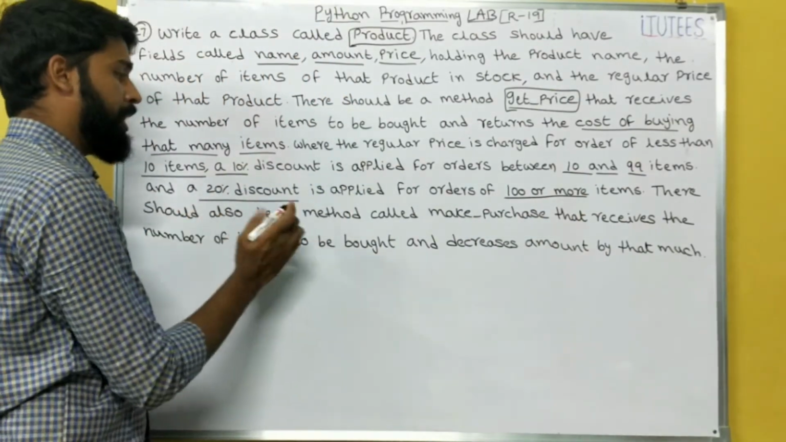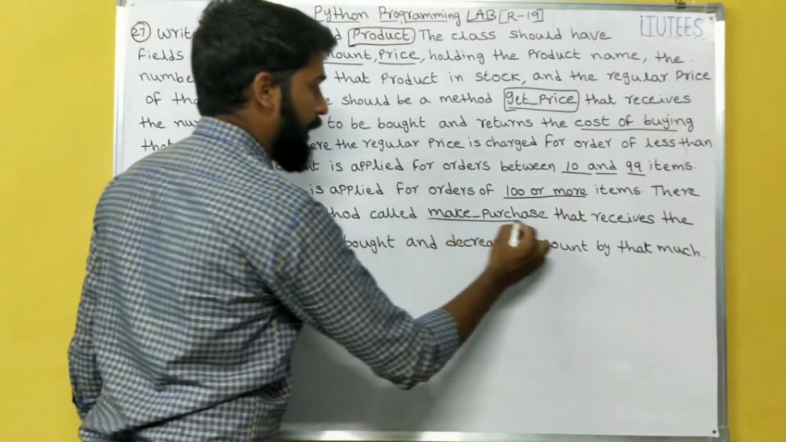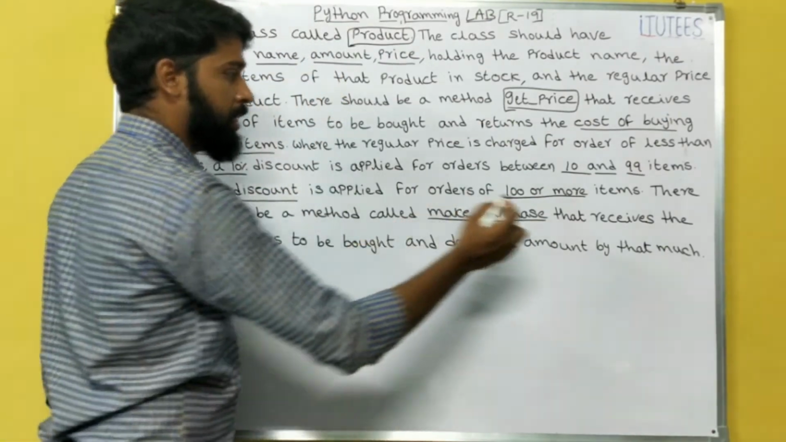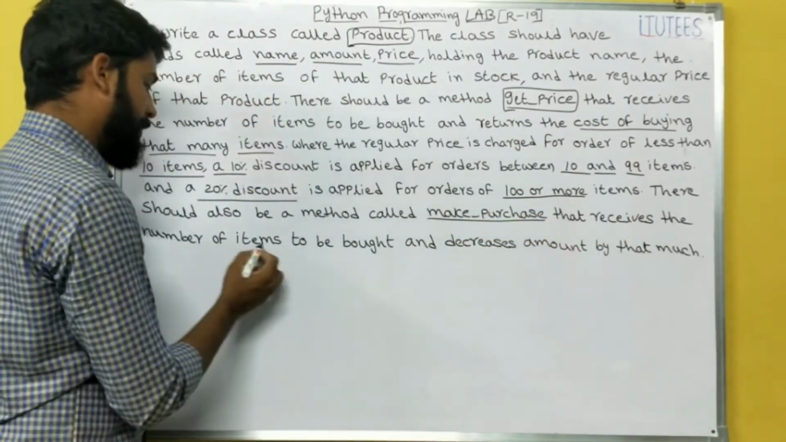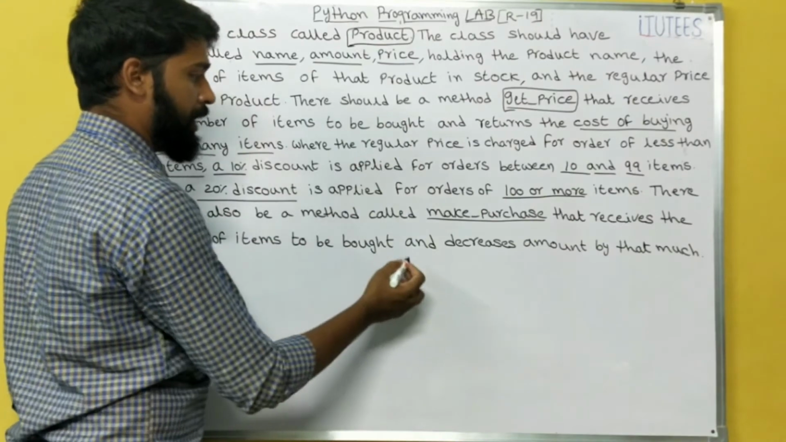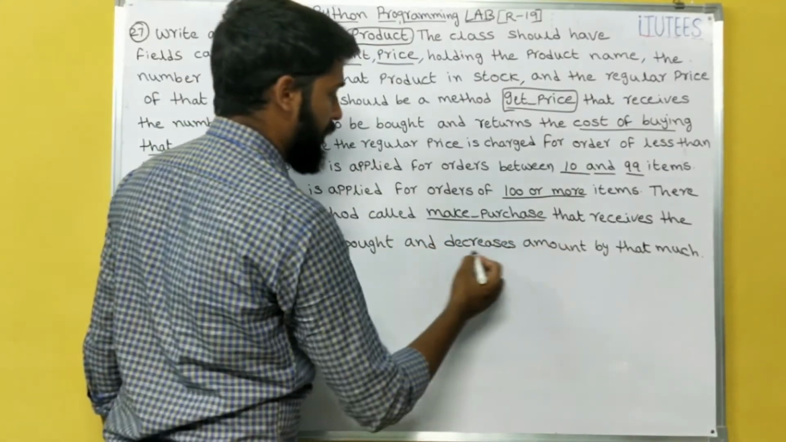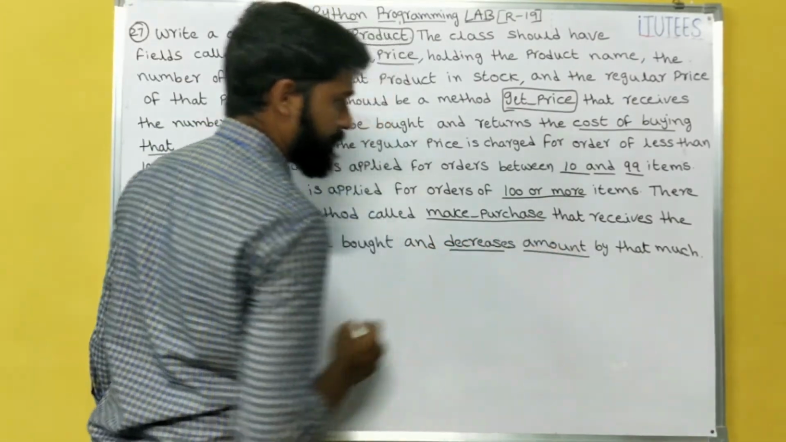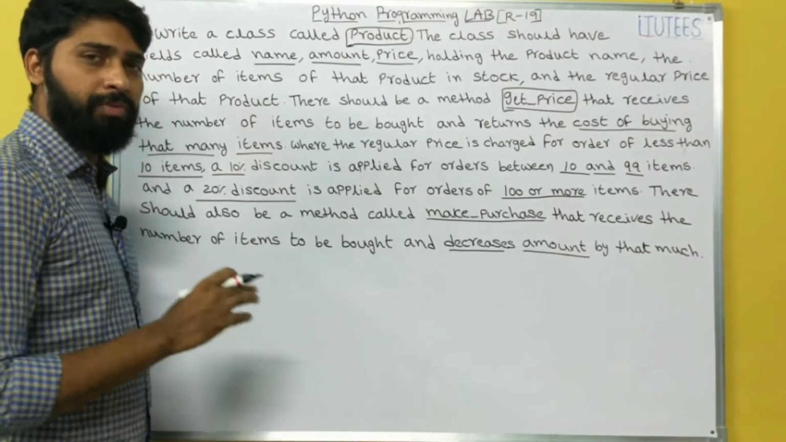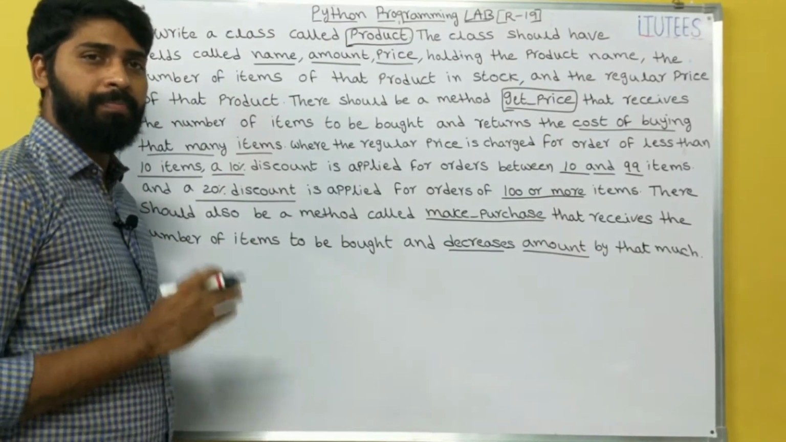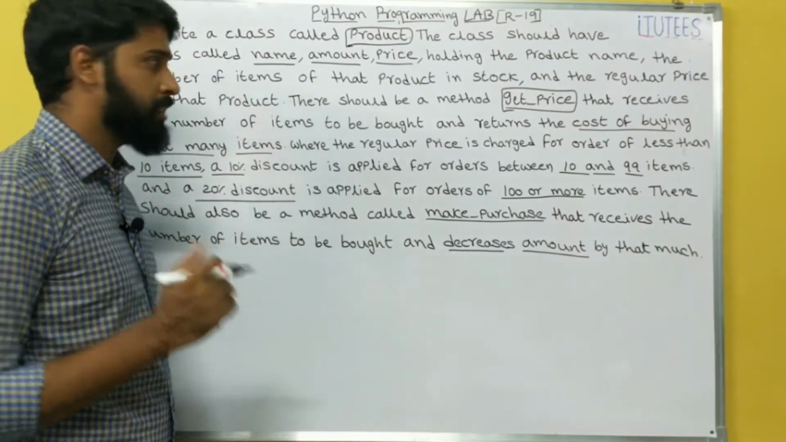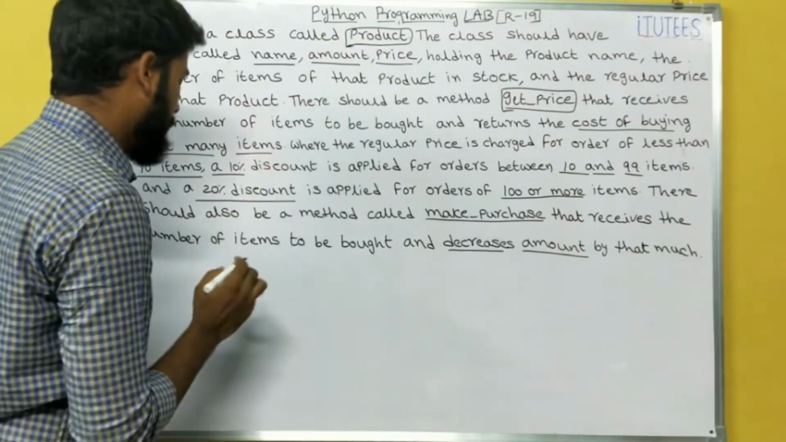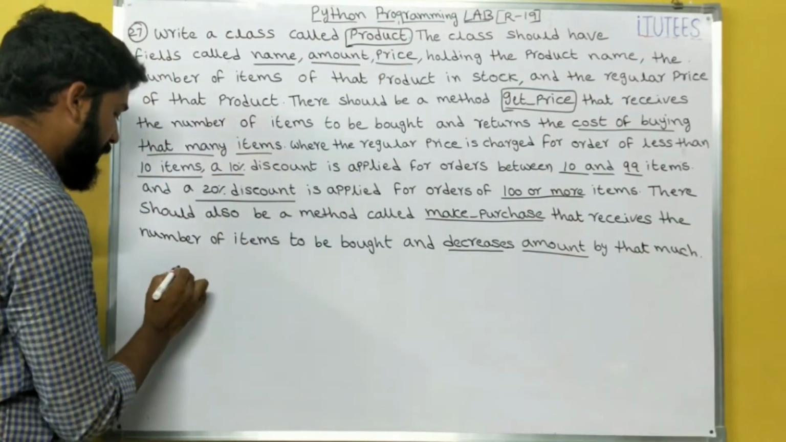There should also be a method called make purchase that receives the number of items to be bought and decreases the amount by that much. So that means, now we are going to write the program based on the class. What is the class name here? Product. So how to define a class in Python?